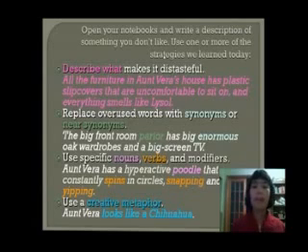So 1, describe what makes it distasteful. For instance, all the furniture in Aunt Vera's house has plastic slip covers that are uncomfortable to sit on, and everything smells like Lysol. Replace overused words with synonyms or near synonyms. For instance, the big front room parlor has big enormous oak wardrobes and a big screen TV. Use specific nouns, verbs, and modifiers. For instance, Aunt Vera has a hyperactive poodle that constantly spins in circles, snapping and yipping. Use a creative metaphor. Aunt Vera looks like a chihuahua. I'm hoping you don't have an Aunt Vera who looks like a chihuahua.